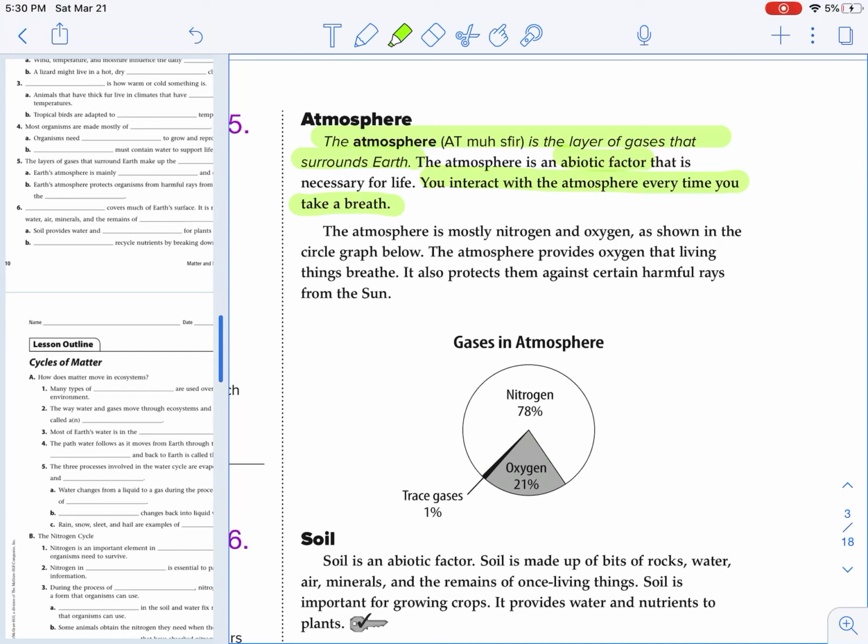The atmosphere is mostly nitrogen and oxygen, as shown in the circle graph below. The atmosphere provides oxygen that living things breathe. It also protects them against certain harmful rays from the sun. So those UV rays coming down.